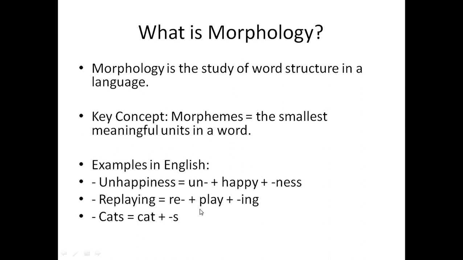Now also we have cats. Cats has the smallest units: cat, C-A-T, as a free morpheme, and we have this s as the bound morpheme. Bound morpheme means that it needs to be attached; it cannot stand alone. It's the smallest meaningful unit in the word, but it cannot stand alone. It needs to be attached to a root word.